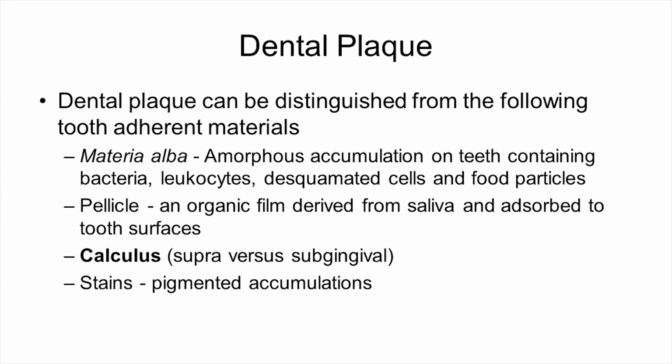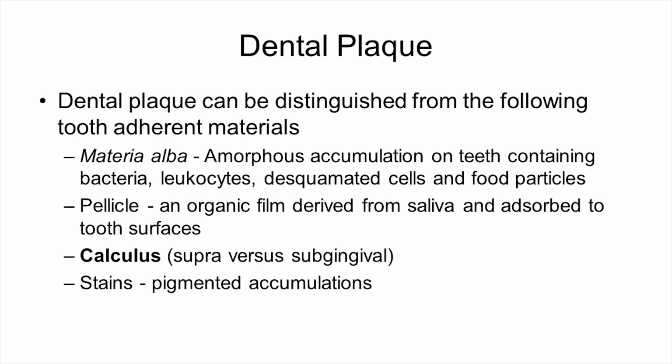Now, in addition to bacterial plaque that can accumulate on teeth, there are other kinds of films that can occur. Materia alba is basically food deposits that are kind of whitish in color. They can contain bacteria. The primary difference between materia alba and dental plaque is that materia alba can be rinsed away with a syringe or a spray like a water pick, but bacterial plaque can't.